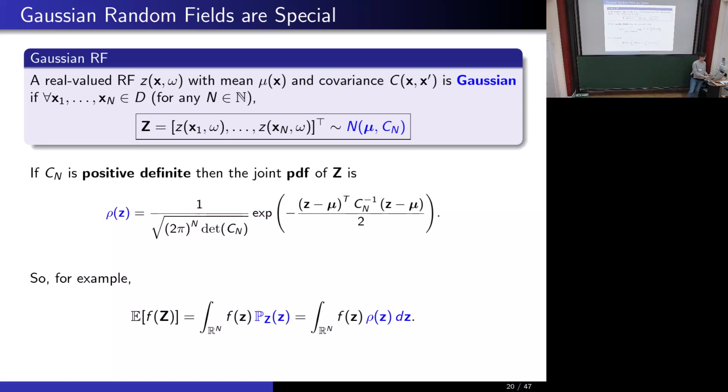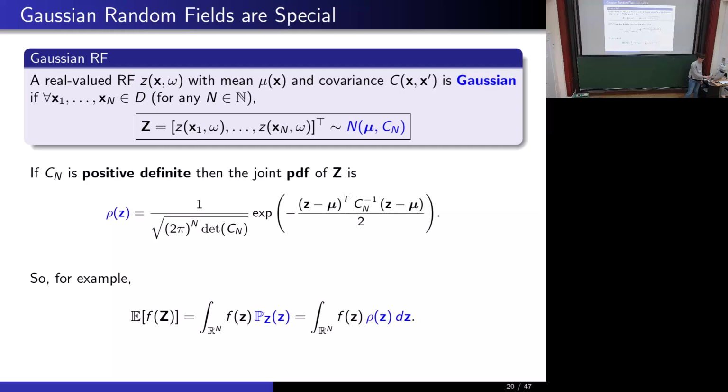So for instance, if we wanted to compute the expectation of a function of a random variable that's a multivariate Gaussian, we have to integrate with respect to the associated probability measure, which we can write as a weighted integral where this is the associated probability density function. Right? That's what it means to be Gaussian.